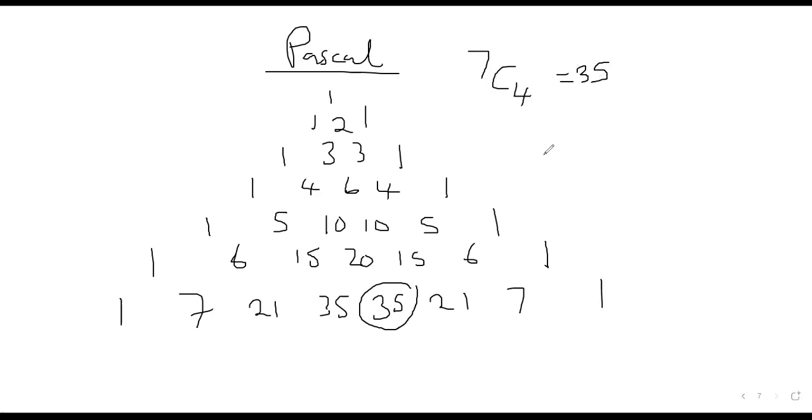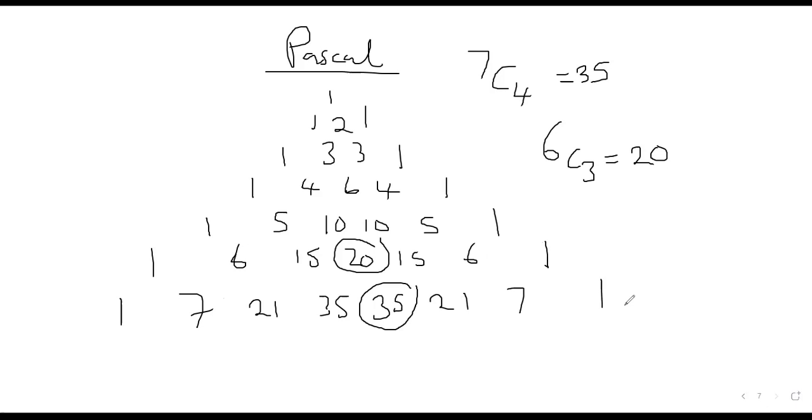From the Pascal's triangle, can somebody give me 6 combination 3? What is 6 combination 3? 20. 0, 1, 2, 3. 20. So it is 20. Okay, what is 6 combination 6? A number combination itself is 1. So 6 combination 6 is what? 1. 7 combination 7 is 1.